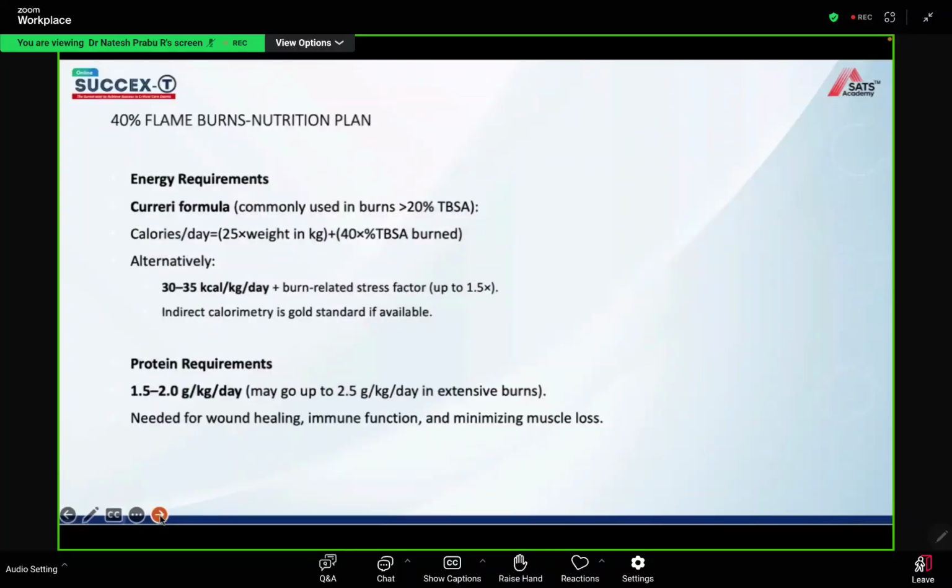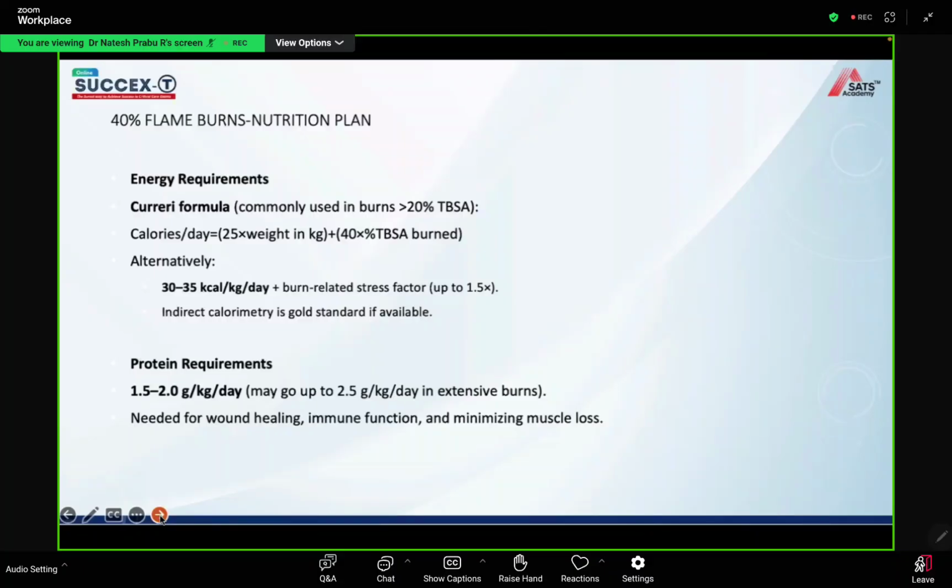So if we have to plan nutrition for a 40% flame burns patient, generally we need to consider energy requirement, protein requirement, and other supplemental immunonutrition or micronutrients.